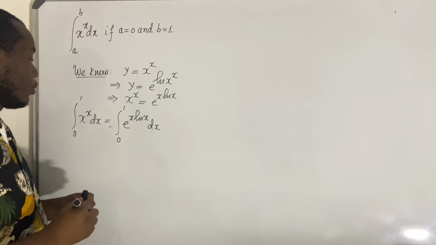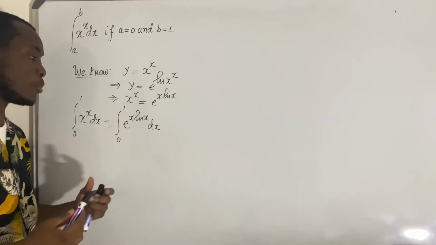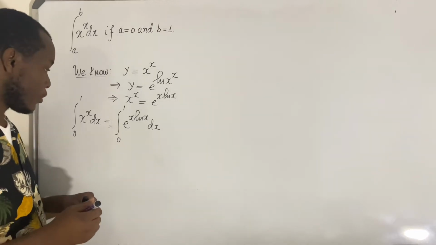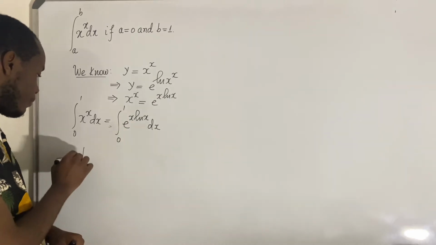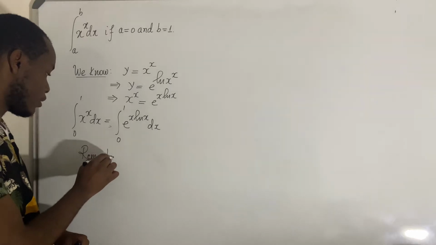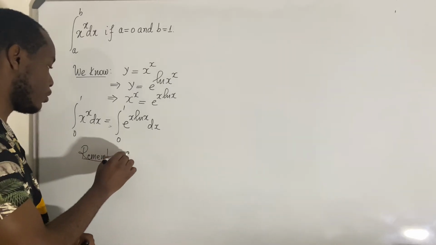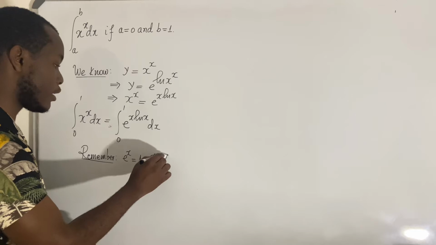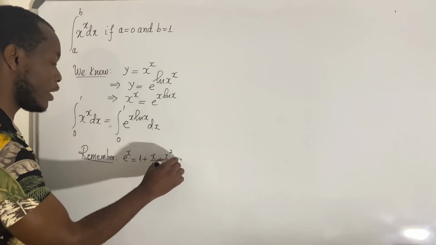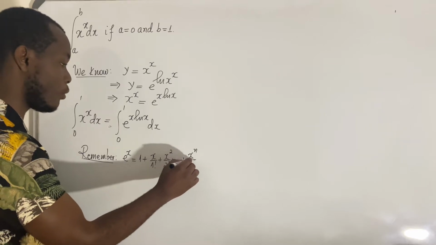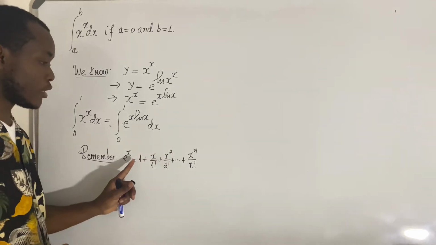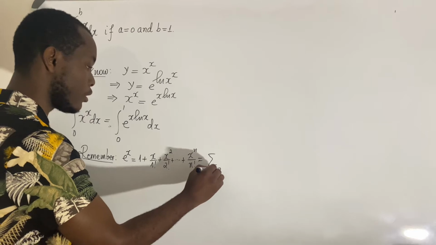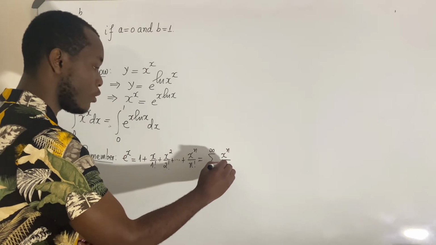Okay, now if we look here, we can't apply substitution or by parts. So what we can do here is go back to the Taylor series. Since we have e, let's remember that e to the power x is equal to 1 plus x to the power 1 over 1 factorial plus x squared over 2 factorial plus, until x to the power n over n factorial. Since this is a sum of many terms, it's the same as saying this is the summation from n equal to 0 to infinity of x to the power n over n factorial.